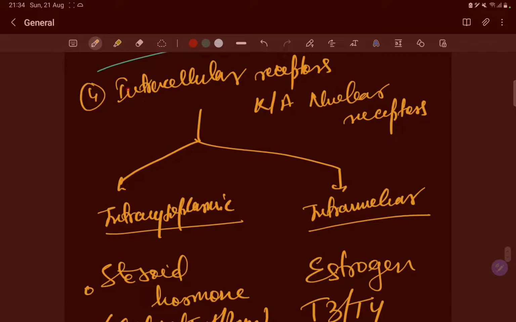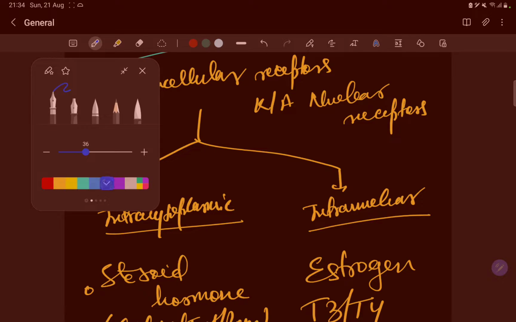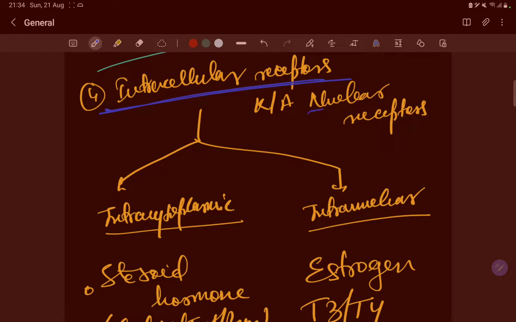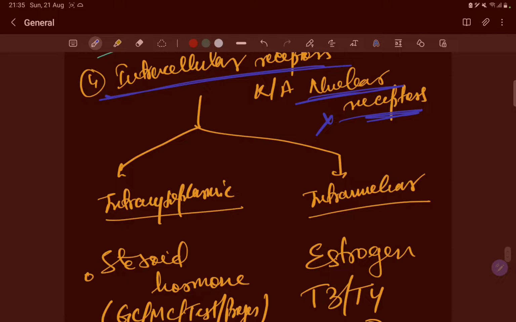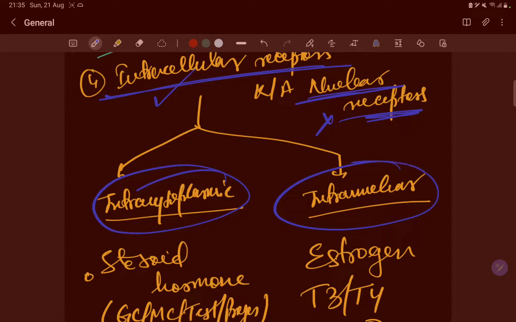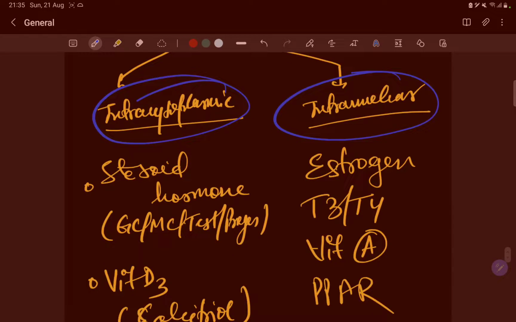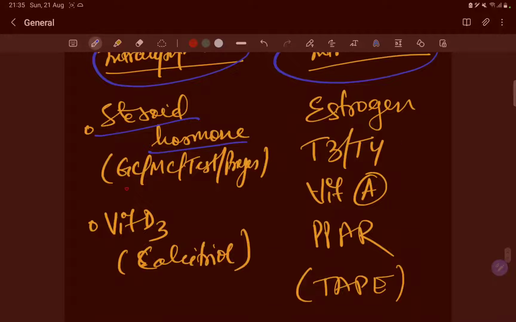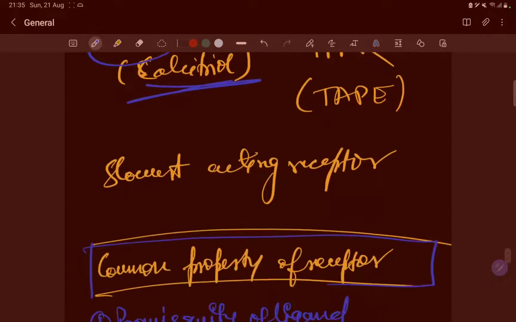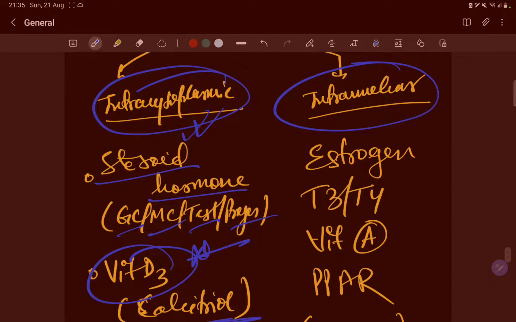Now the fourth and final type of receptor you can see is the intracellular receptor, also known as the nuclear receptor, but the term nuclear is sometimes not used because they are of two types. Intracellular has intracytoplasmic and intranuclear. Intracytoplasmic examples are the steroid hormones like glucocorticoid, mineralocorticoid, testosterone, progesterone, vitamin D3, calcitriol.